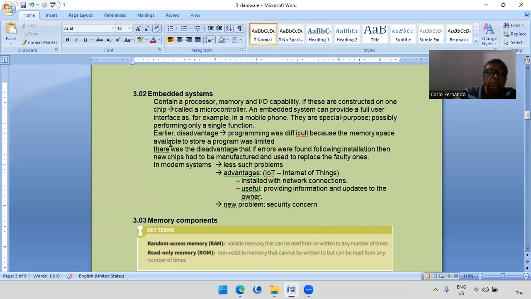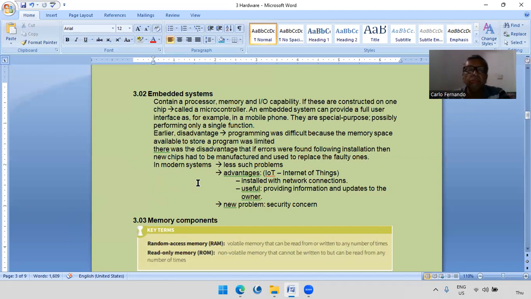So earlier, there was a disadvantage. Programming was difficult. Why? Because the memory space available to store a program was limited. A chip is limited. Now let's look at the phone. Compare the size of the phone and the size of your computer, which can hold more memory or whatever. The computer can hold more. The phone is less. So programming also was difficult because the memory space was not enough.